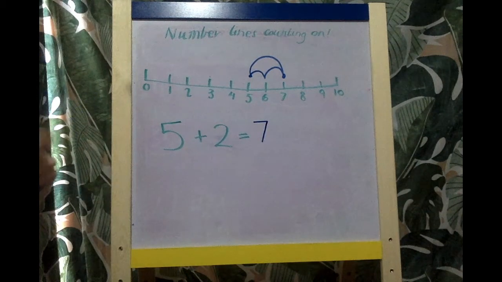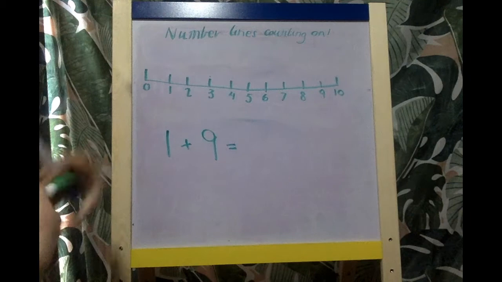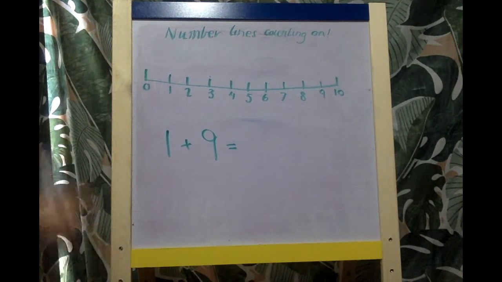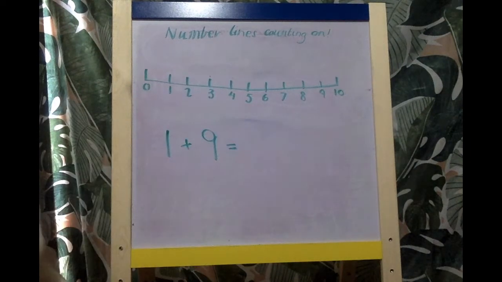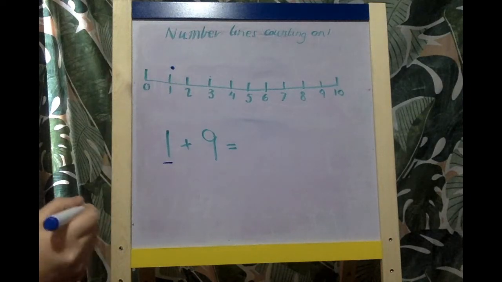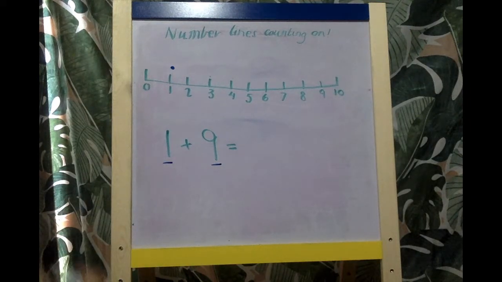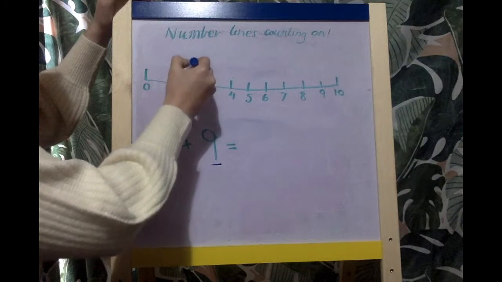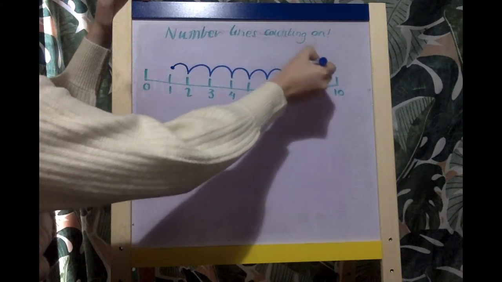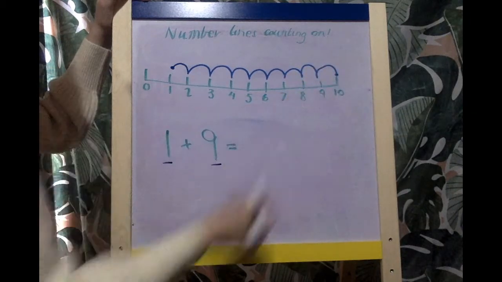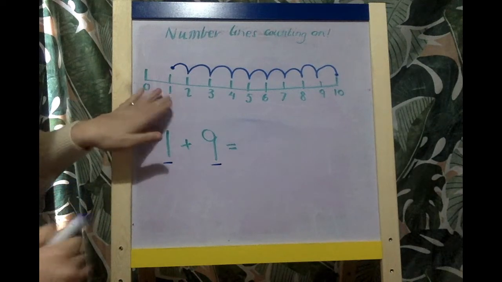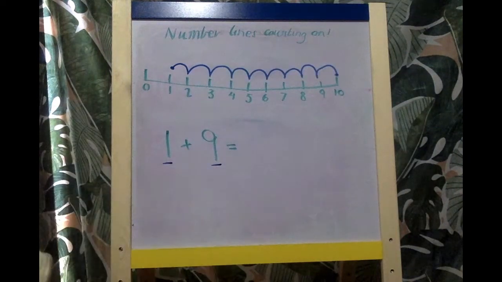Let's do a bigger number this time. Let's see if we can work it out. Using my number facts, I already know that this is 10. But we're going to show our working out using the number line. So I'm going to start at 1 and add on how many more? 9. 1, 2, 3, 4, 5, 6, 7, 8, 9. There we go. I've shown my working out. I started at 1 and I've counted on 9.